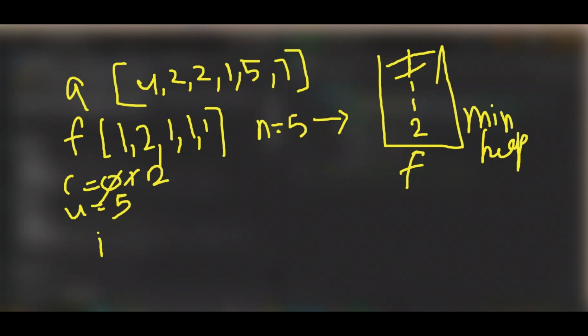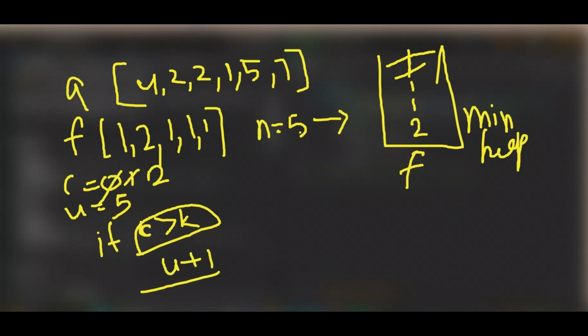We'll check in every case if c is greater than k or not, that is, we should not exceed the number of k removals. So we'll check for this condition in every case. Now if this condition is met, we'll just return u plus 1. As we remove two elements here, the number of unique elements, or length of the queue, will be 4 and then 3 here. Let's take out the next element and increment the c value to 3, and the length of the min heap will be equal to 2.